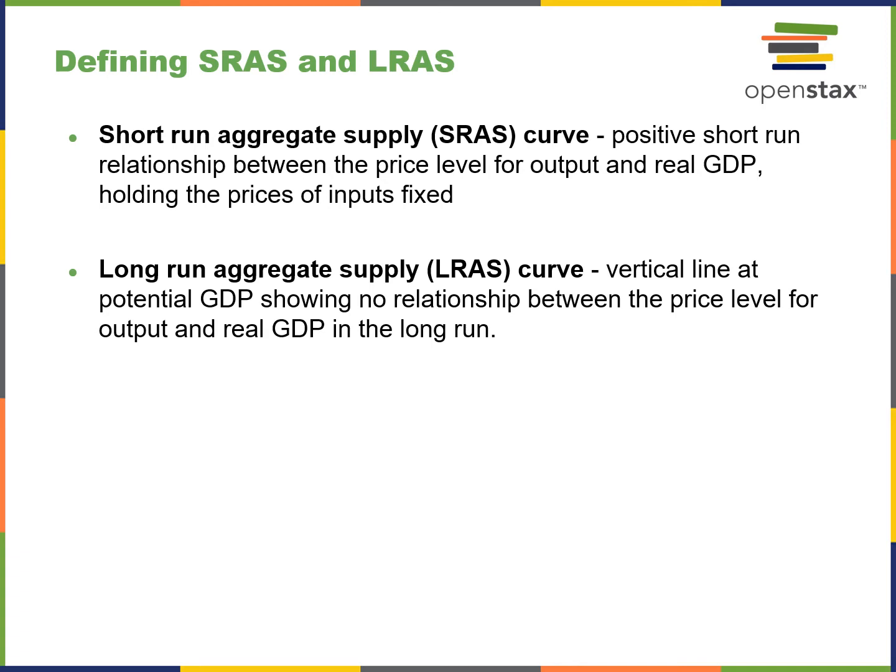Defining short run aggregate supply and long run aggregate supply. The short run is the positive relationship between price level for output and GDP, holding prices of inputs fixed. And then long run is defined with a vertical line of potential GDP, showing no relationship between price level of output and real GDP in the long run. Could see these on a test.